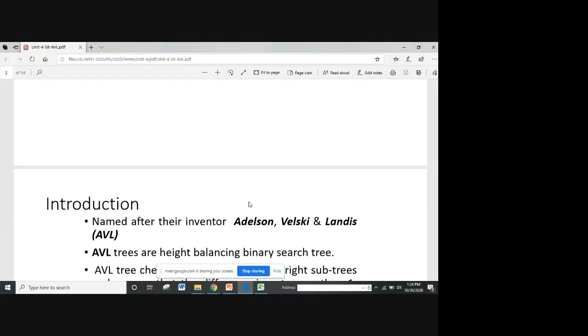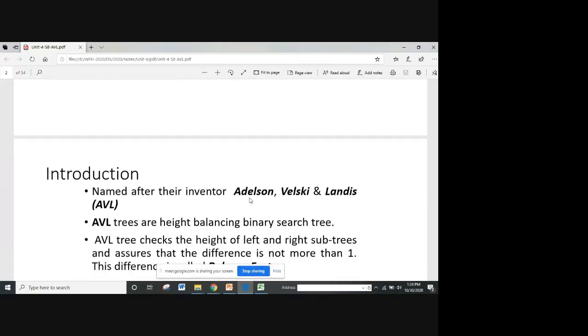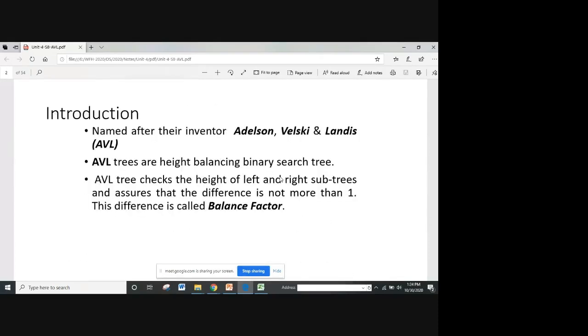In a binary search tree, the main condition is that the nodes which are lesser than your root node will be placed on the left side, and nodes which are greater than the root node will be placed on the right side. So this is your normal binary search tree. Whatever nodes come that are lesser to it will be placed on the left.